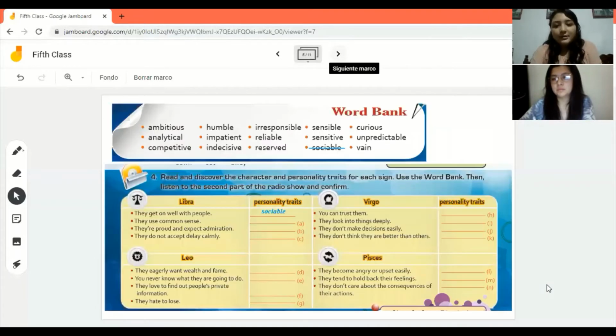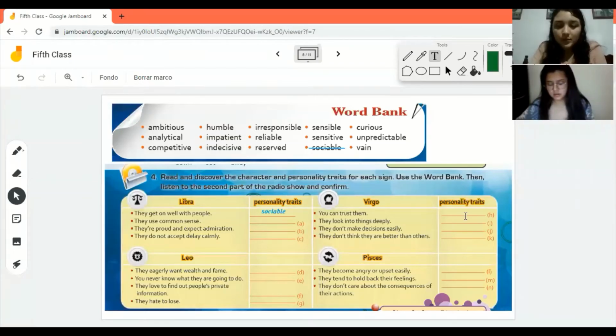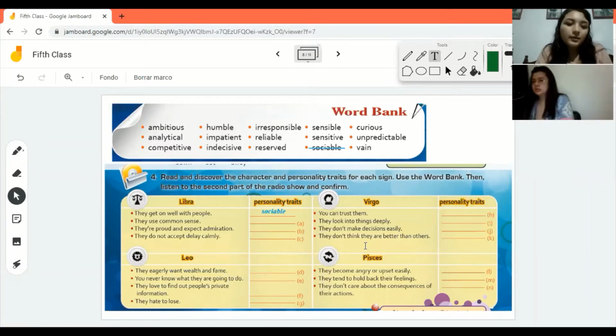Until here, is it clear? All the adjectives that I taught? Yes, I think it's clear. Okay, so we can start with the first activity for this lesson. As you can see here in the word bank, you have so many adjectives. Some of them I already taught previously, and the others I consider easier to infer the meaning of. So I'm going to help you, don't worry. We are going to complete these with the correct personality trait for each sign.